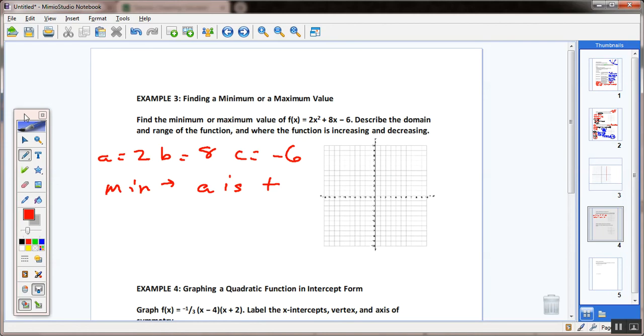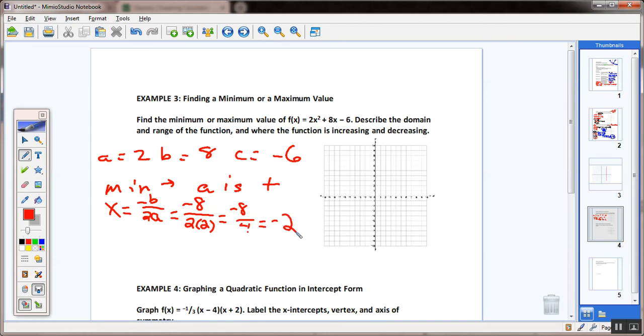Negative 2. Yep, that's found by saying, okay, my x value for line of symmetry is at the opposite of b over 2a. What is the opposite of b, kiddos? Negative 8 over 2 times 2. And this becomes negative 8 over 4, which is negative 2. So the line of symmetry is at negative 2.